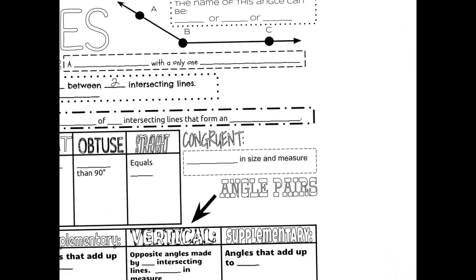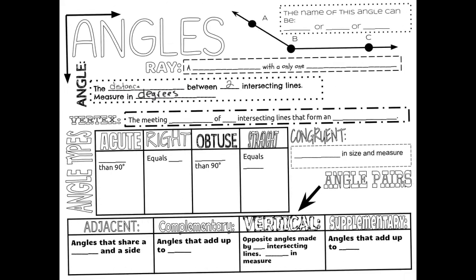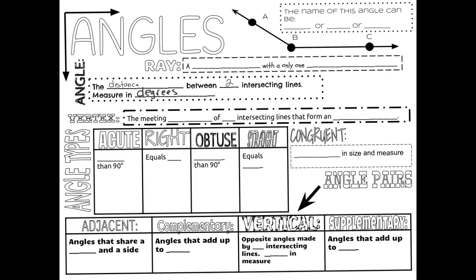One of those pieces is what's called the vertex, and the vertex is going to be the meeting point of two intersecting lines. So that's one of the parts of the angle, and then the other part of an angle is what's called a ray. And a ray, thinking like a ray of sunshine, is going to be a line that only has one endpoint.